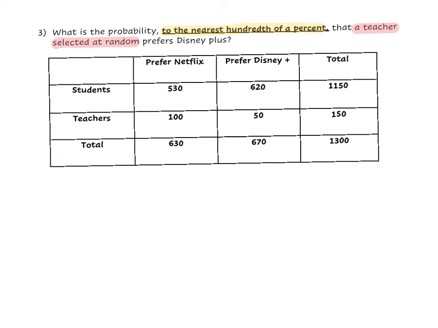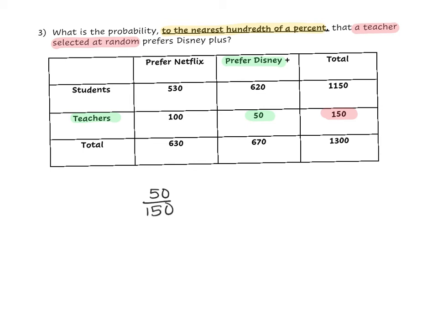So this is what's called a given probability situation. I'm asking you to just talk about the teachers. So we're only speaking about 150 people as opposed to this 1,300. And it tells us that because they're specifically saying that a teacher selected at random prefers Disney Plus. So of the teachers, how many of them prefer Disney Plus? Well, 50 teachers prefer Disney Plus. So the total now is 50 out of 150.